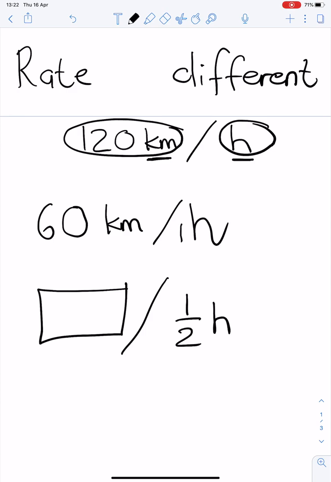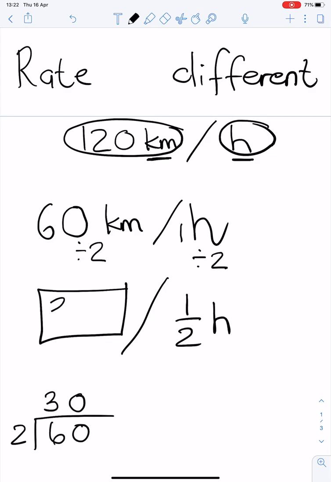What do I do to 1 hour to make half an hour? I cut it in half, don't I? I divide by 2. And what I do to one side, I must do to the other side. 60 divided by 2 is 30. So I know now that I will travel 30 kilometers in half an hour. You will use this method for all the questions in exercise 55A.